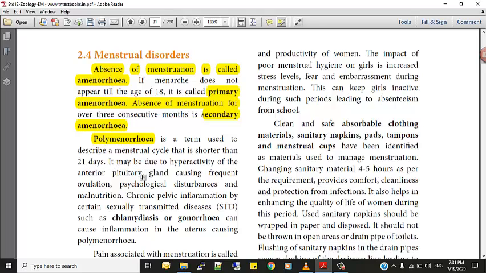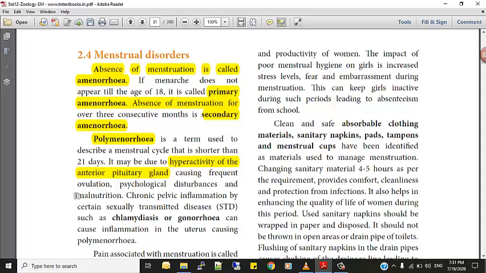What is the reason for this? It may be due to hyperactivity of the anterior pituitary gland causing frequent ovulation, psychological disturbance and malnutrition. The reasons are the anterior pituitary gland working too actively, ovulation happening too early, and psychological disturbance. If they have some problem, fear or stress, the menstrual flow can come before 21 days. Is it clear for you?